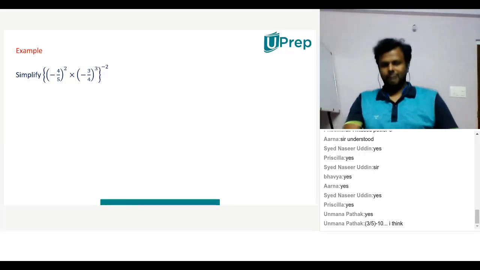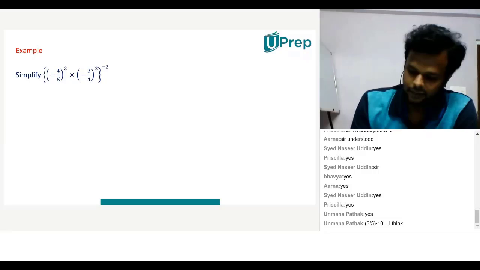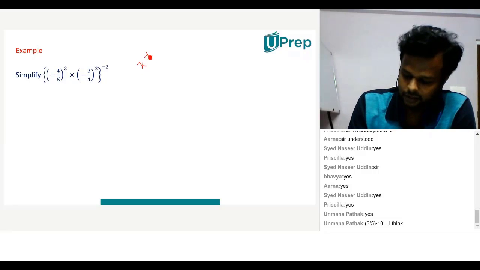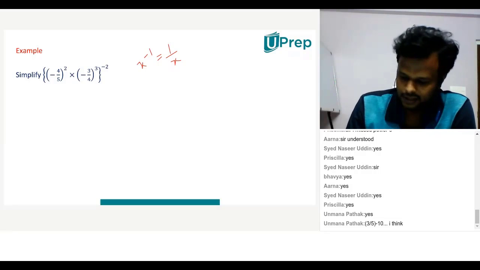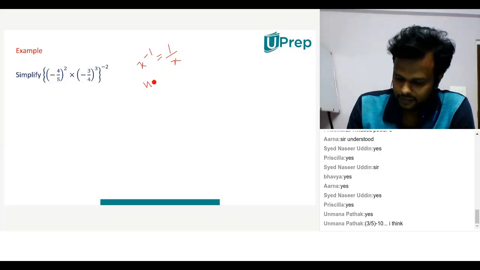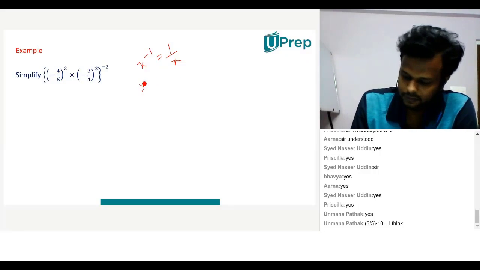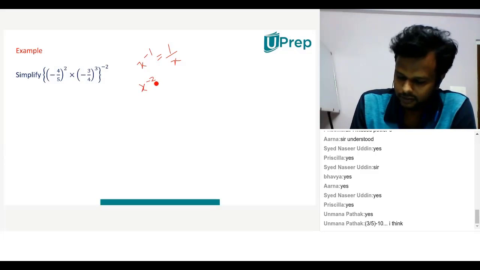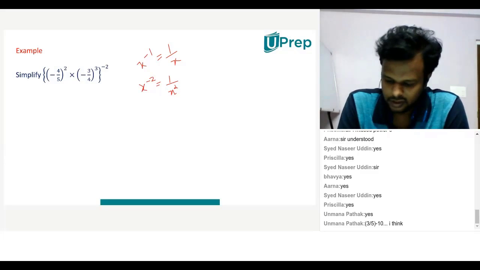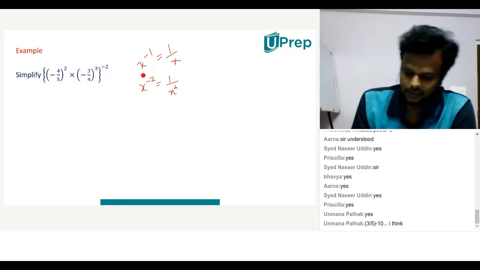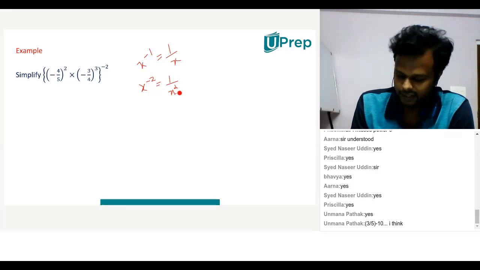So children, let me explain a property here. Suppose I have x power minus 1. In the previous class I told you x power minus 1 can be written as 1 by x. Isn't it? In the same way, if I have x power minus 2, I can write it as 1 by x square. So if I have a negative power, I can write it this way. Like x power minus 2 will become 1 by x square.